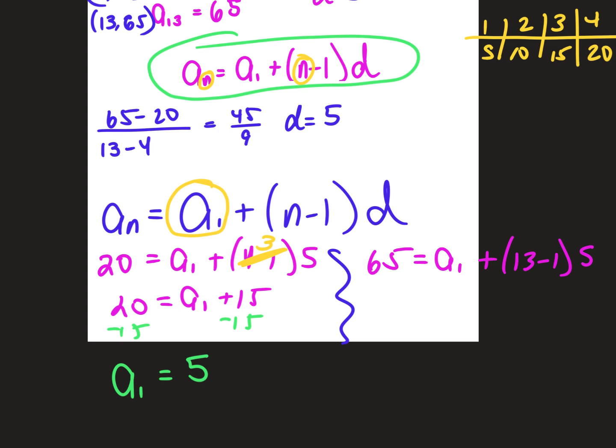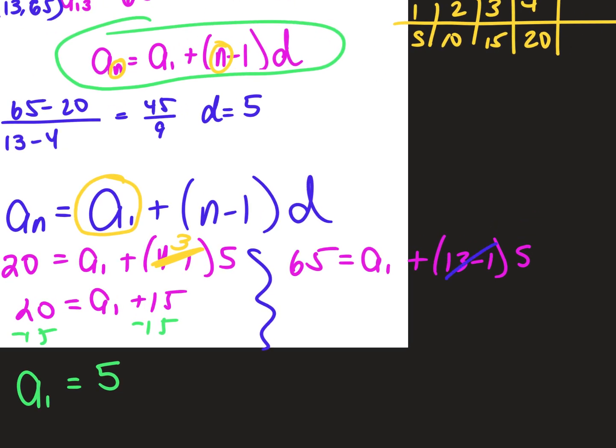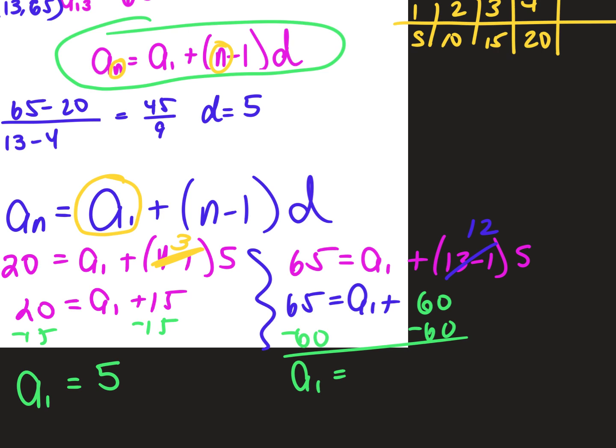So over here, I'm going to do the same thing. What is 13 minus 1? 12. 12 times 5 is, so 65 equals a sub 1 plus 60. Subtract 60 from both sides. What's your first term over here? 5. And now once you know the common difference and the first term, God bless you, you guys can find all of the terms.